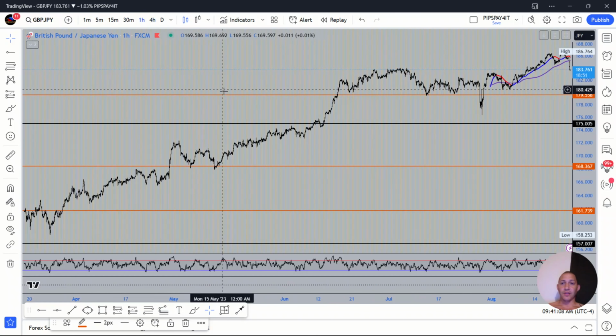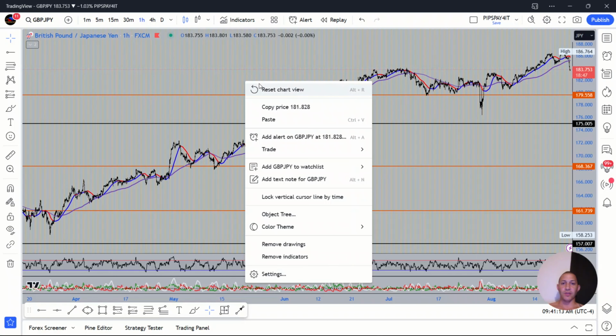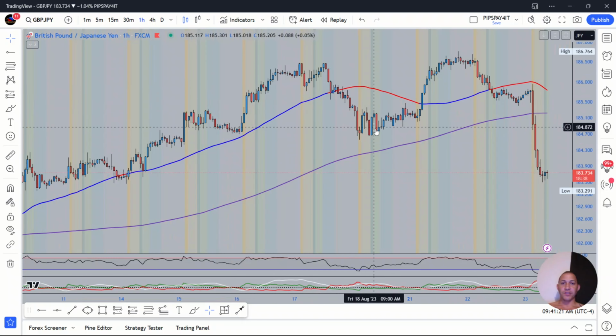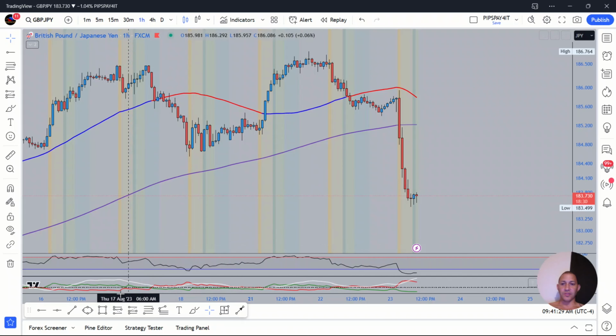Now we're going to go to the 1 hour time frame, and here we're going to zoom in. We're going to right click and reset chart view, which is automatically going to zoom you in. All right. So right now, we're going to use this box, and we're going to do the support and resistance a little bit more specific. I have a run-on box. I'm going to show you how I do it.